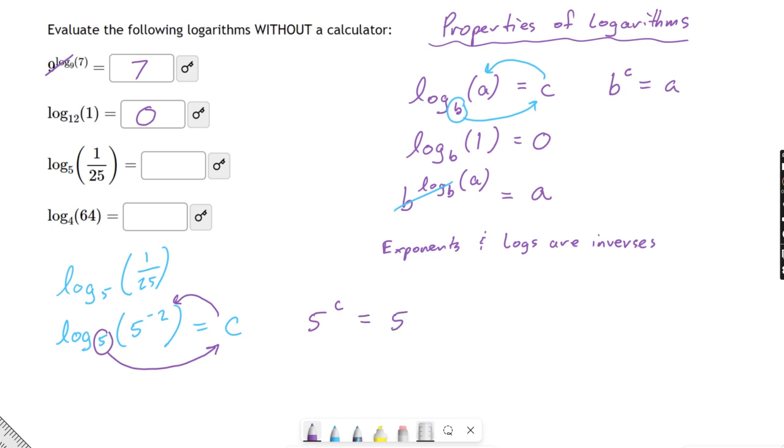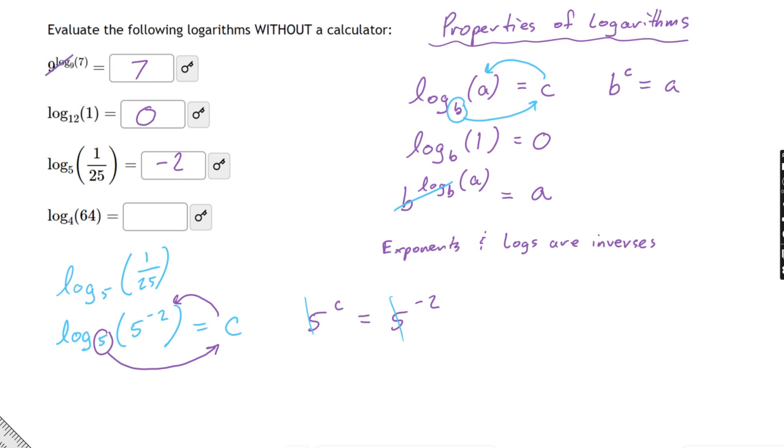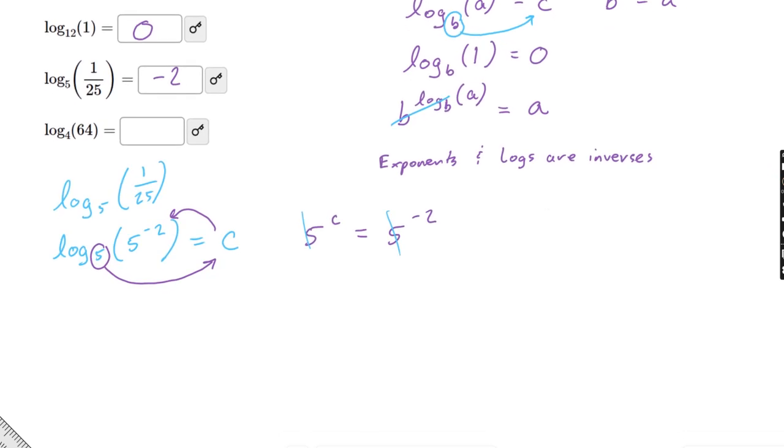5 to the c equals 5 to the negative 2. Well, c has to be equal to negative 2, right? It's the only exponent that's going to make this equation true. So the answer is negative 2. You can imagine that's kind of like canceling out both sides, if you want to think about it that way, right? You could cancel out the 5s. It actually works. I'd be a little cautious about that because sometimes canceling out doesn't work. But in this case, when you have a single exponential on each side, you're fine doing that.